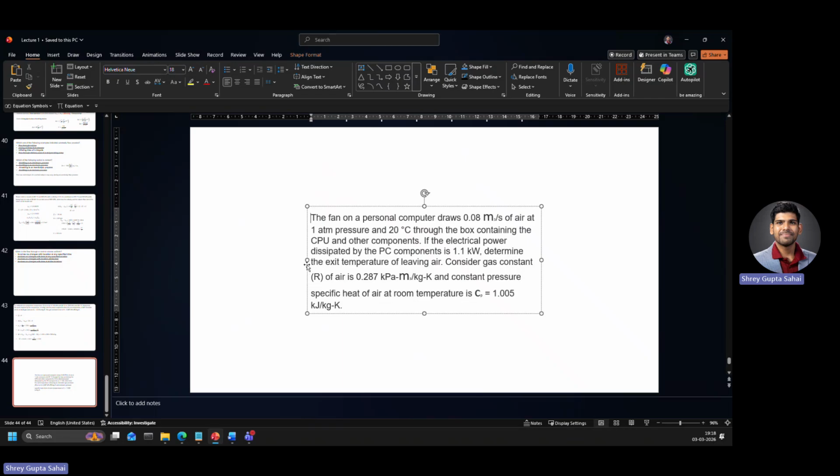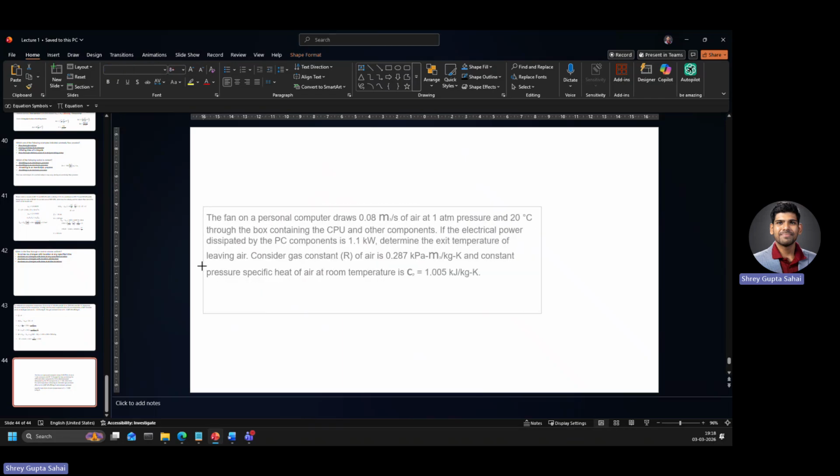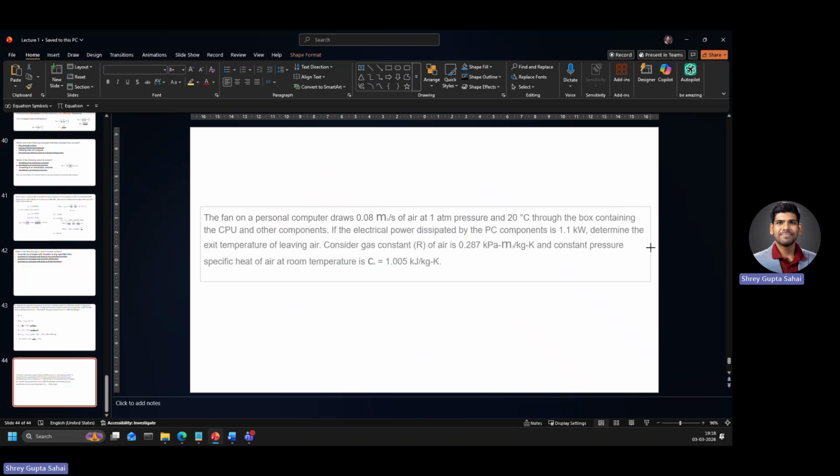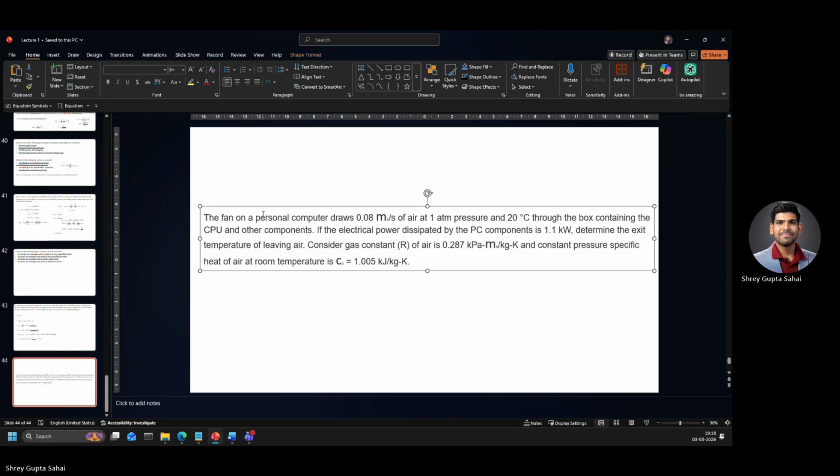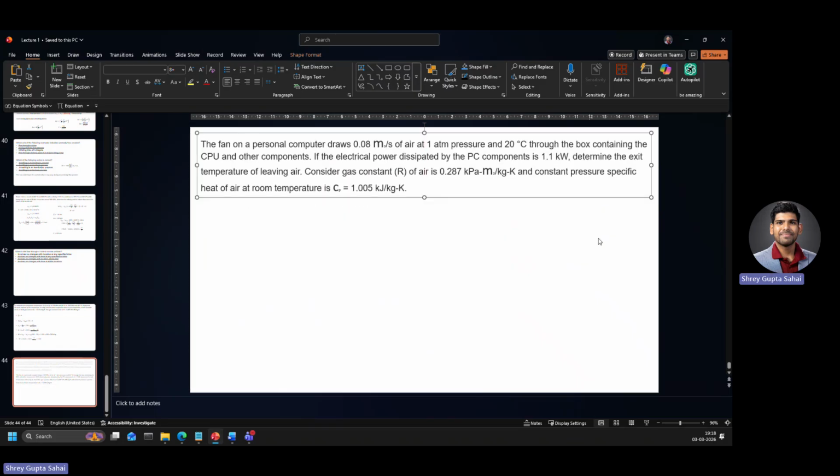Question is, the fan on a personal computer draws this much air, volumetric flow rate is given, inlet pressure is given, inlet temperature is given, through a box containing the CPU and other components. If the electrical power dissipated by the PC components is 1.1 kilowatts. So you know electrical power is some work, okay, and that is going into the box. Determine the exit temperature of the leaving air.